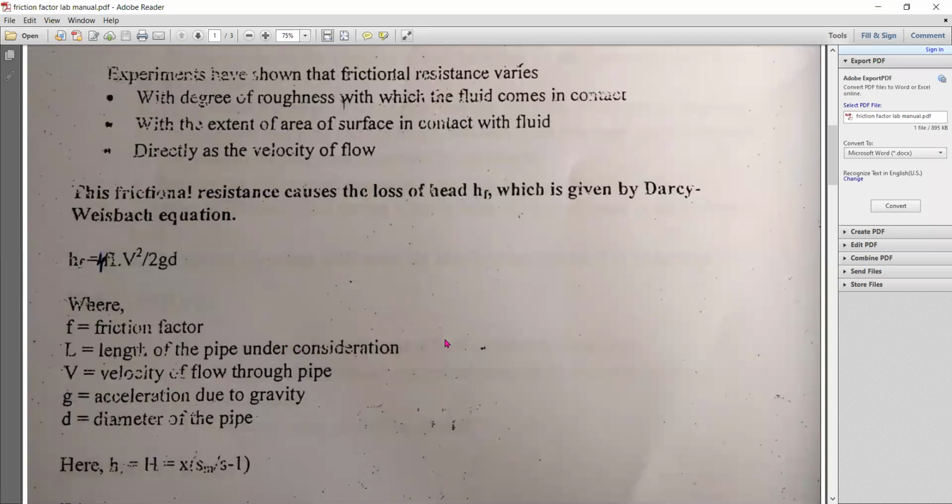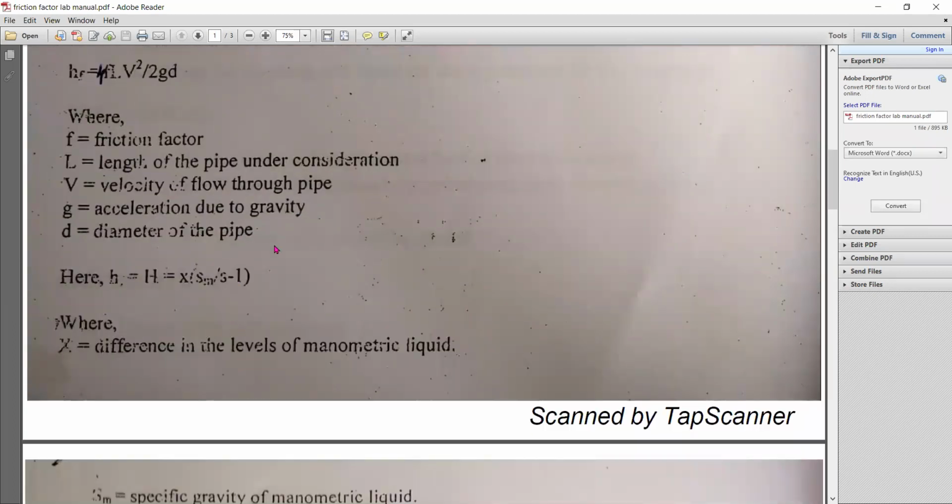Length of the pipe we have taken as 100 centimeters. Next, velocity we need to calculate by using Q actual. G, keep this G in centimeters. Don't forget, while calculating you need to multiply by 100. Next, the diameter of the pipe changes for the two pipes. For the first pipe you will take D1 as 1.25 centimeters, and for the second calculation you will take the D value as 1.875 centimeters. Remember that.